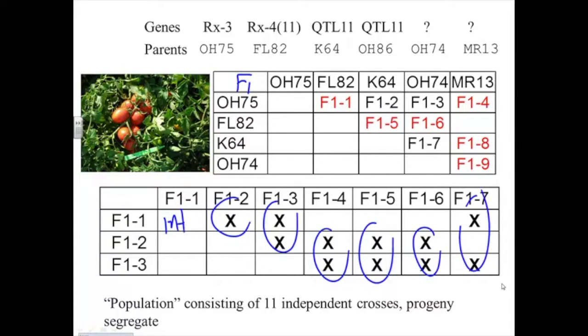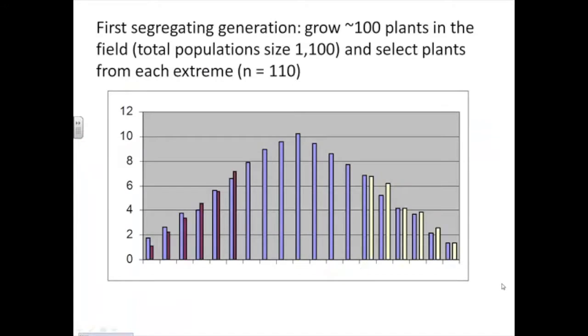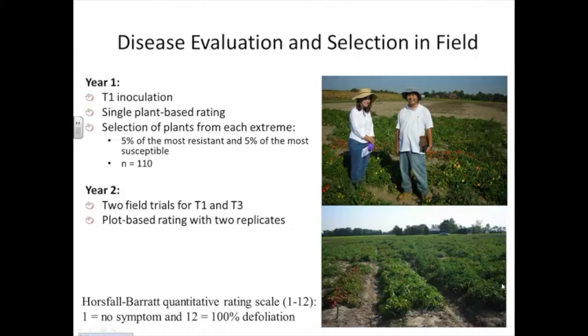The crosses that weren't made here were not made to eliminate fresh market material from the background. We take this large population, we go to the field, and we select only the extremes. Okay? This material then gets advanced to the next generation where we can replicate the trials. Okay? And so I'm going to focus on the T1 inoculation and this population of 110 individuals.